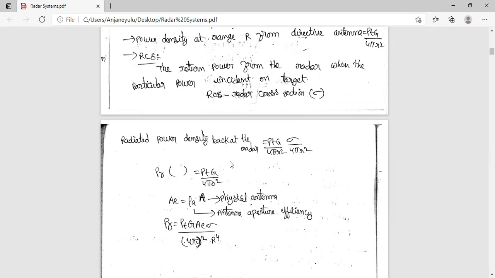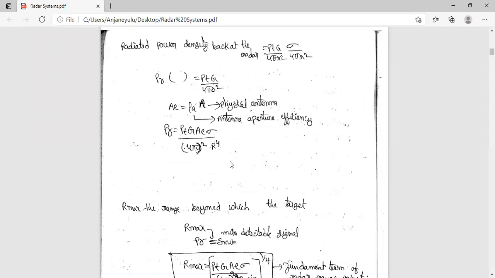Sigma is the cross sectional area of the target. It indicates how much portion of the target is intercepting the electromagnetic signals generated from the antenna. So the radiated power density back at the radar equals Pt into G by 4 pi R square into sigma by 4 pi R square.